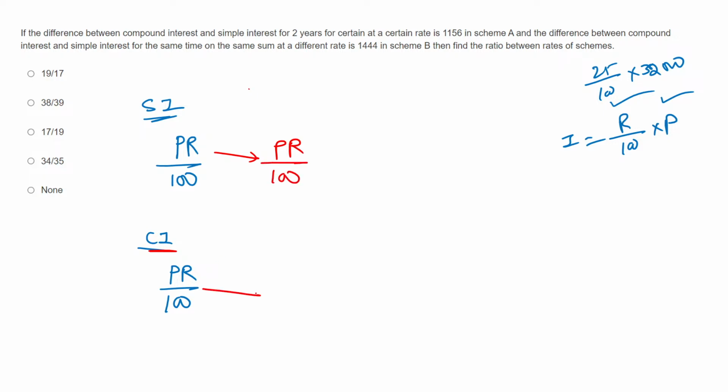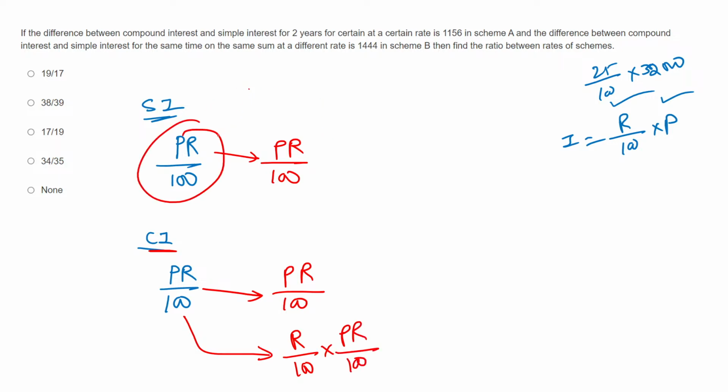But if you come to CI, you have to pay PR by 100 because that's the interest on the original P. And along with that you have to pay interest on the interest also, which is again R percent of your PR by 100. I'm repeating once again, guys. This PR by 100 is the interest on your original principal. Okay, so in SI, whatever interest you are paying for the first year, the same interest is going to be there for second year.